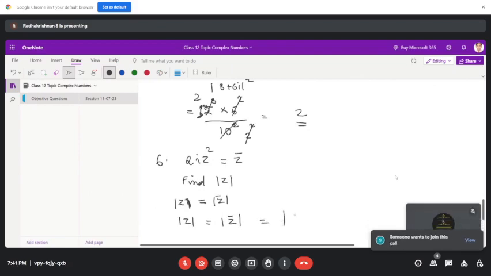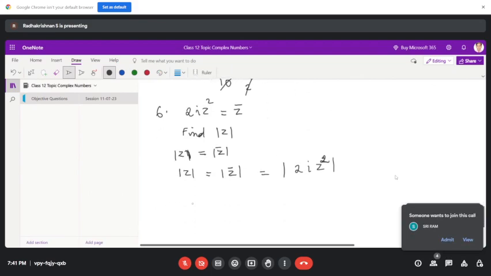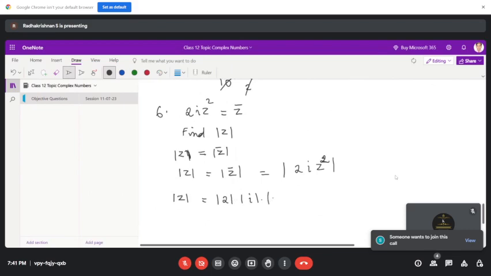They've given the formula, the value of the expression for z square, right? I'm writing z and z conjugate to look similar. So this we can easily simplify. It is equal to mod of 2 into mod of i into mod of z square, which I can write as mod of z the whole square, right?